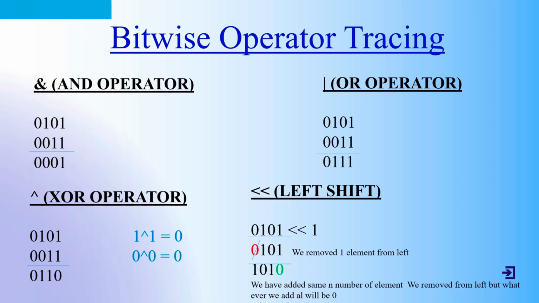So the final result is 0 1 1 0, which is nothing but 2 power 0 is set as 0, 2 power 1 is set as 1, 2 power 2 is set as 1, and 2 power 3 is also set as 0, which is nothing but 2 plus 4. The total answer is 6. So it is printed as 6.